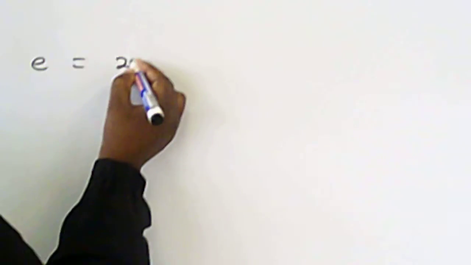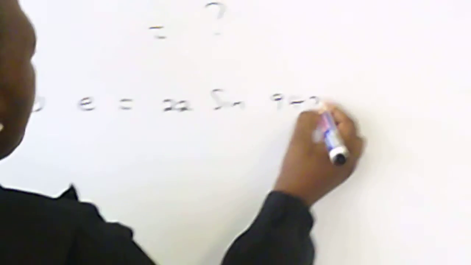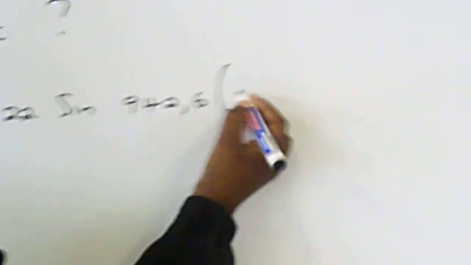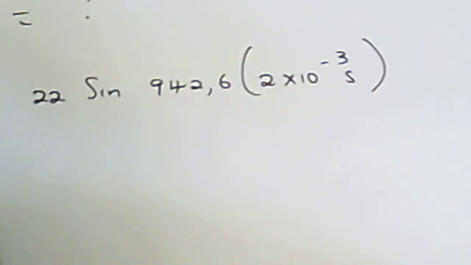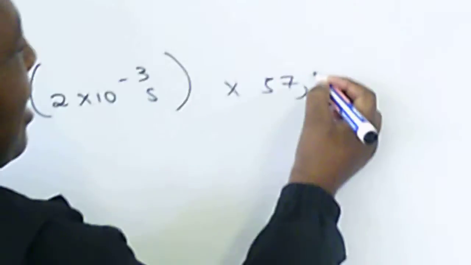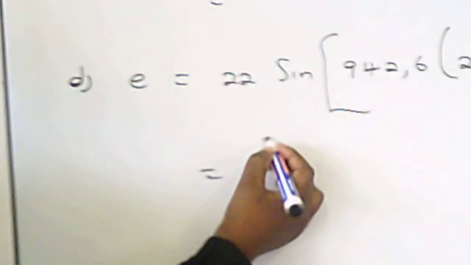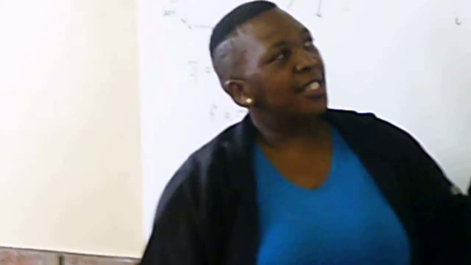You take our formula from answer number D. E is 2 to the sine of 942.6. The time is given as 2 times 10 to the minus 3 seconds. But now, your final answer must be in degrees. To be in degrees, remember in mathematics to convert, we have to multiply by 180 over pi, which is 57.3. So you can put a big bracket here, do your calculation, and you will find how much your E is. So this is how we are doing the instantaneous calculation of the voltages and of the current.